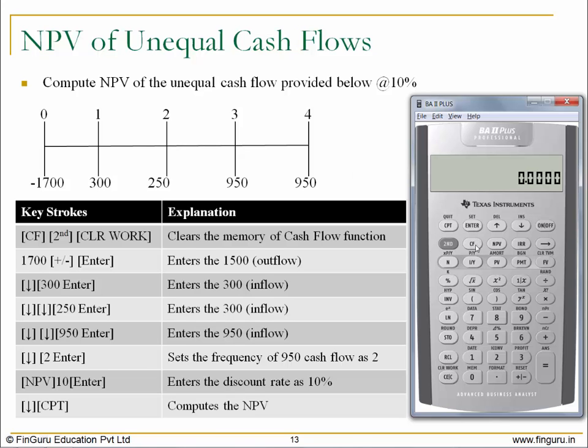So let's start this out by pressing the following buttons. CF, second, clear work. Now what does that do? That just simply clears the memory of the cash flow function. Your calculators are actually pretty smart. They have different slots of memory for different purposes. The cash flow memory has to be cleared separately by using the buttons of CF, second, clear work. Now the memory of cash flow has been cleared.